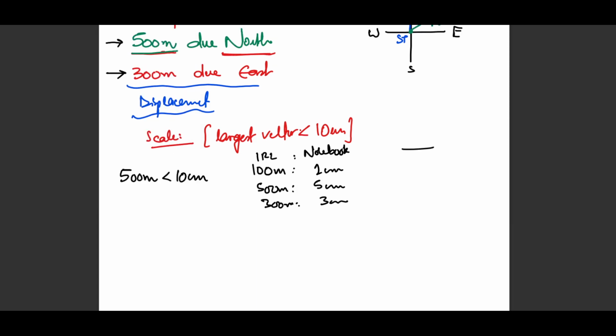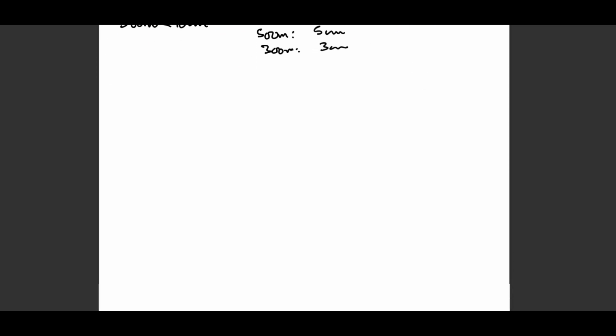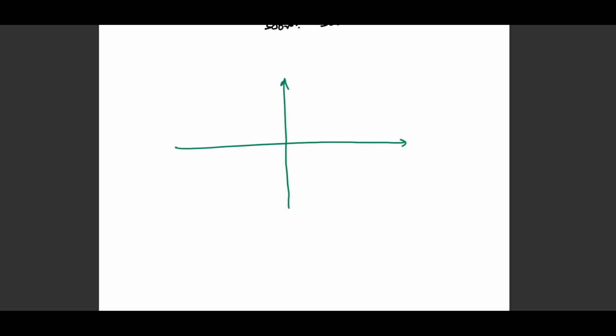Now, once we've done that, we're going to draw this in our notebooks. And I know that there's an angle of 90 degrees between them. So first, let's draw the grid properly with angles, a lead pencil, and rulers.